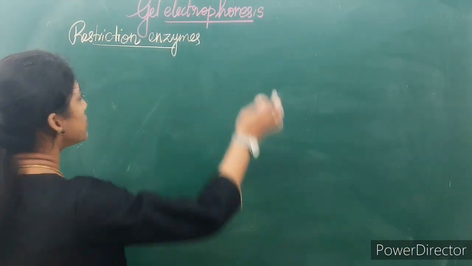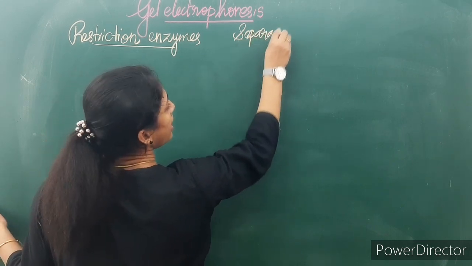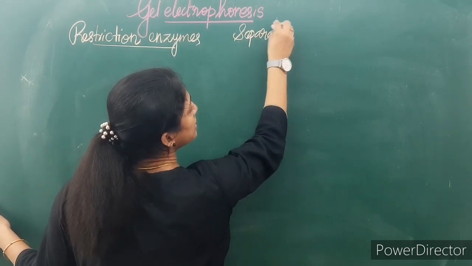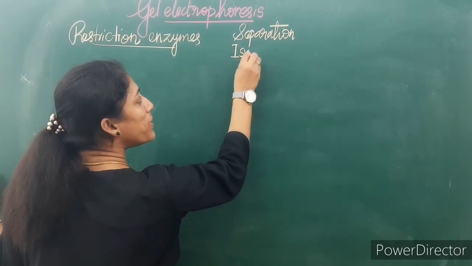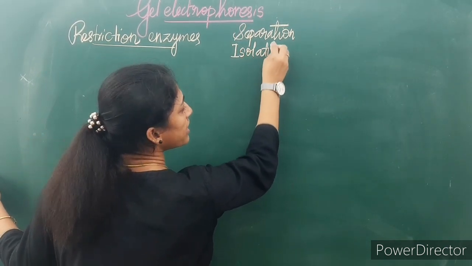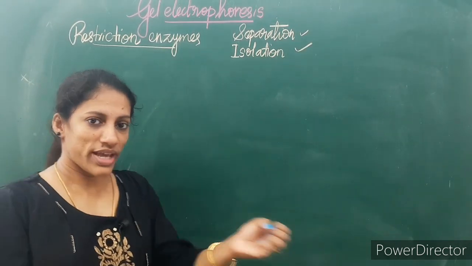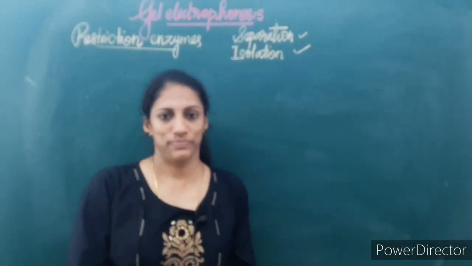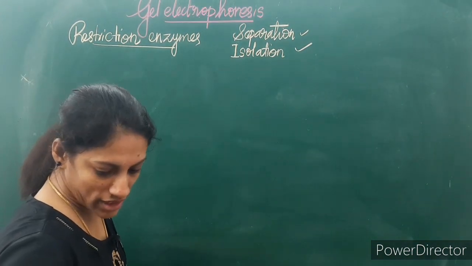This is a separation technique. The technique helps to separate DNA fragments, and also helps us to isolate our desired DNA based on size. When it is separated, we can take the desired DNA that we need. And what is done in this technique?